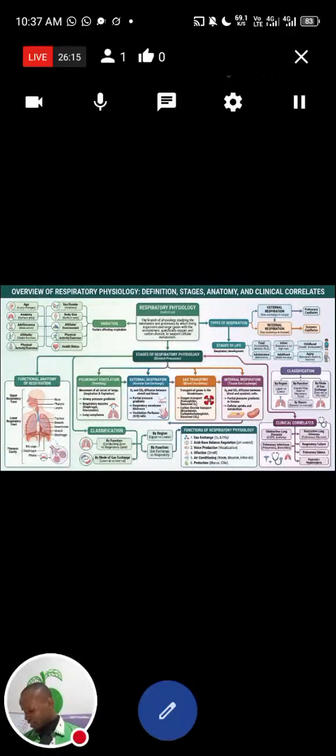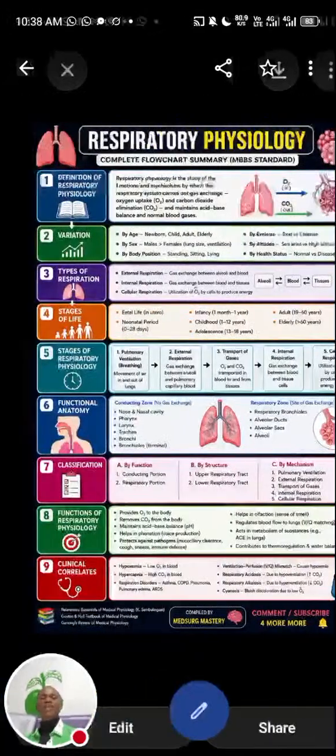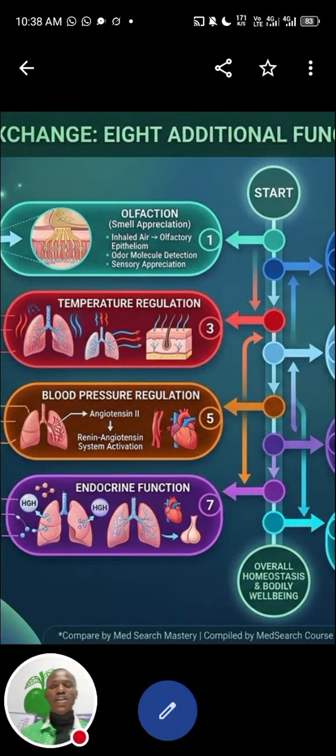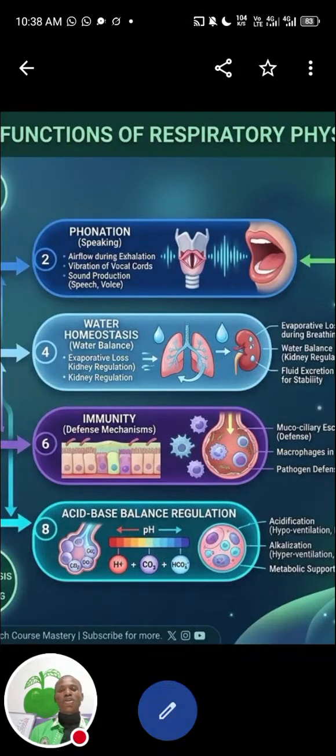Okay, so the next thing we want to add before we end this concept is the function and clinical correlate. There are 12 functions, and then we have generated what to use to remember the 12 functions. Okay, so we are going to send it across as usual, but don't forget the 12 functions are not difficult. All right, you say olfaction, temperature regulation, blood pressure, endocrine function, phonation, that's speaking, homeostasis, immunity, acid base balance. They are 12. Okay, function of respiratory.